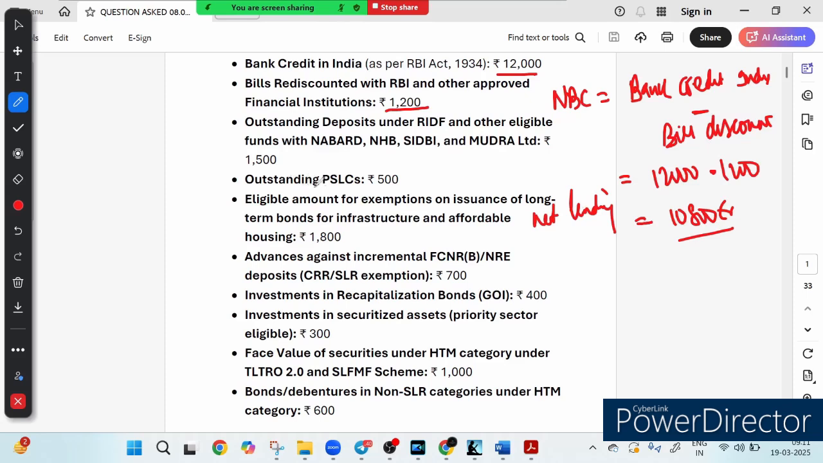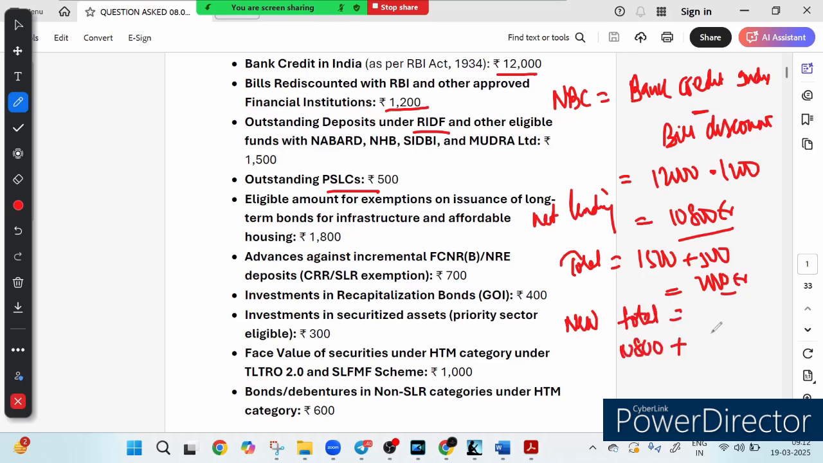Then you add the RIDF deposit and PSLC, you add these two. What is the RIDF deposit? 1500 crore. What is PSLC? 500 crore. So the total will be 1500 plus 500, which gives you 2000 crore. Now the new total is 1800 crore plus 2000 crore. So this will be 12,800 crore.